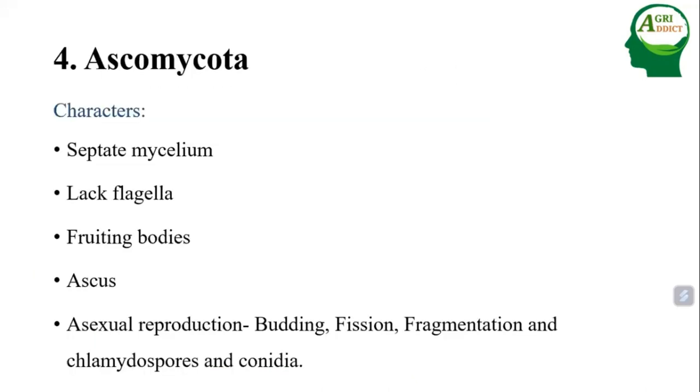And next, moving on to the Ascomycota. Here it will be having the septations in its mycelium. It doesn't have any of the flagella, and it has the unique ability to produce the fruiting bodies, and it produces the ascus within which ascospores will be produced. And asexual reproduction is by budding, fission, fragmentation, and thick, hard chlamydospores and conidia.